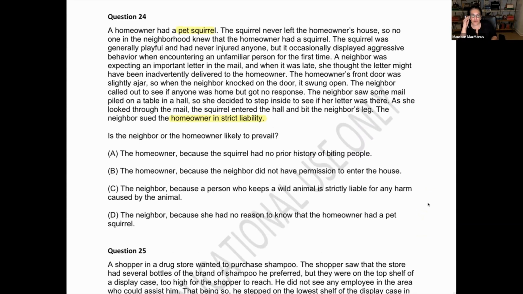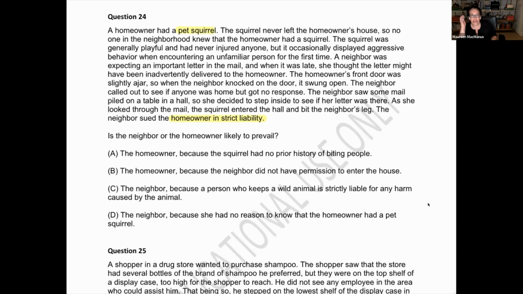So a homeowner had a pet squirrel. The squirrel never left the homeowner's house, so no one in the neighborhood knew that the homeowner had a squirrel. The squirrel was generally playful and had never injured anyone, but it occasionally displayed aggressive behavior when encountering an unfamiliar person for the first time. A neighbor was expecting an important letter in the mail, and when it was late, she thought the letter might have been inadvertently delivered to the homeowner. The homeowner's front door was slightly ajar, so when the neighbor knocked on the door, it swung open. The neighbor called out to see if anyone was home, but got no response.